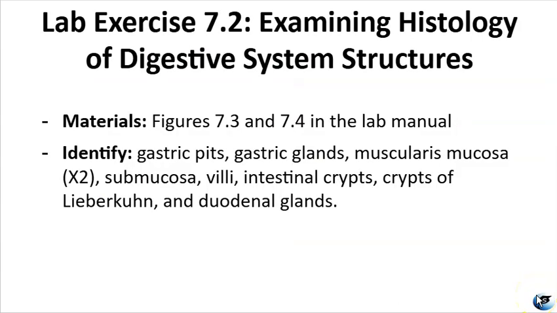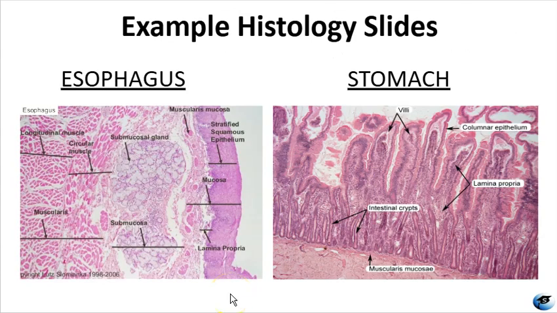Then for lab exercise 7.2, you will view histology slides as we've done before. You want to identify the gastric pits, gastric glands, muscular mucosa. There's going to be more than one example of that. Submucosa, villi, intestinal crypts, and duodenal glands. These are some example histology slides.